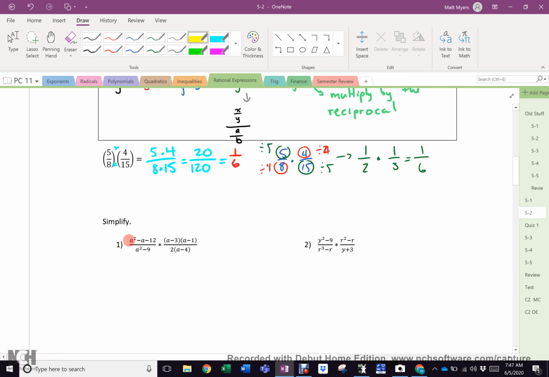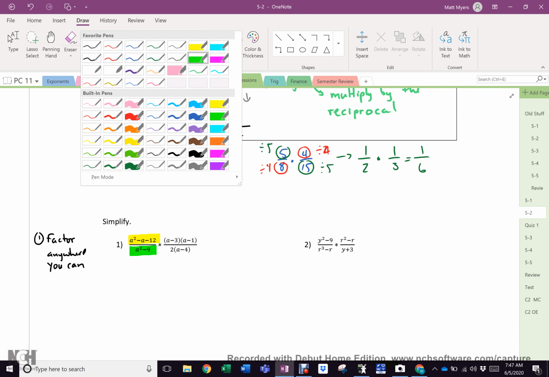Like every time you see something like that, you should factor. So the first step in this is factor anywhere you can. So I can factor there, I can factor there, but these two are not. So let's factor the first one. I'll use orange.